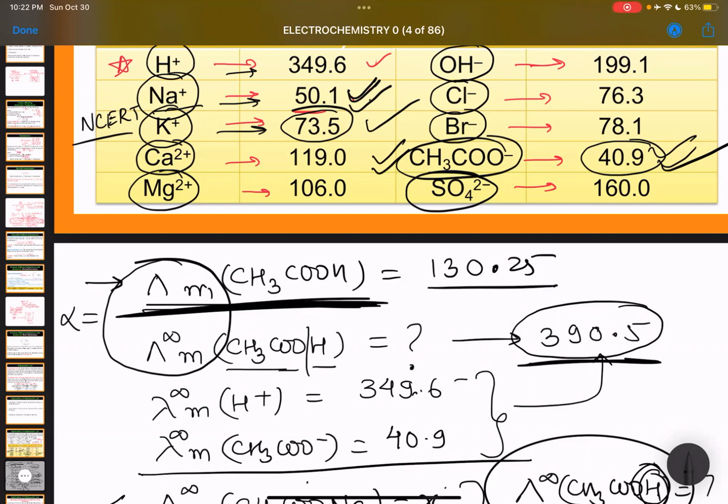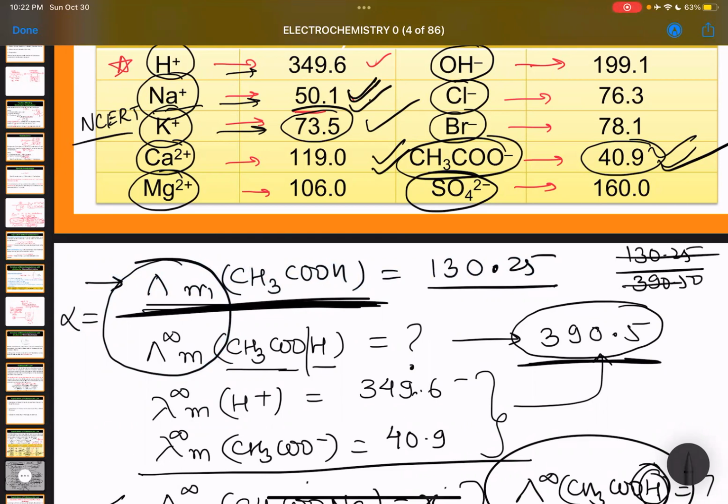Alpha is the degree of dissociation. It is just like a fraction, it tells you how much out of 1 mole is dissociated. So you are going to take the ratio, 130.25 divided by 390.50.